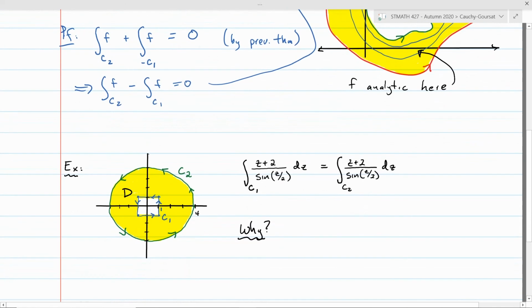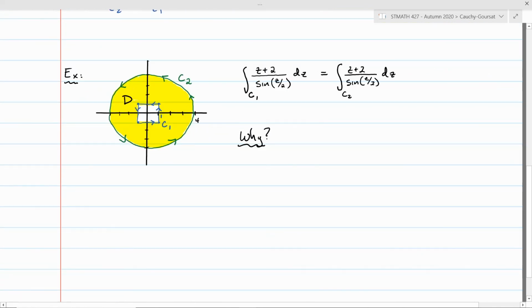Let me give you an example of how you might use that. So in this picture down here, I've got C2 is just a circle centered at the origin of radius 4. And then C1, the blue square-shaped contour, goes through 1 and negative 1 on the x-axis and i and negative i on the y-axis. So it's just a square of side length 2 centered at the origin. So if I were to integrate this function (z + 2)/sin(z/2) around C1, it would be the same as integrating that function around C2.